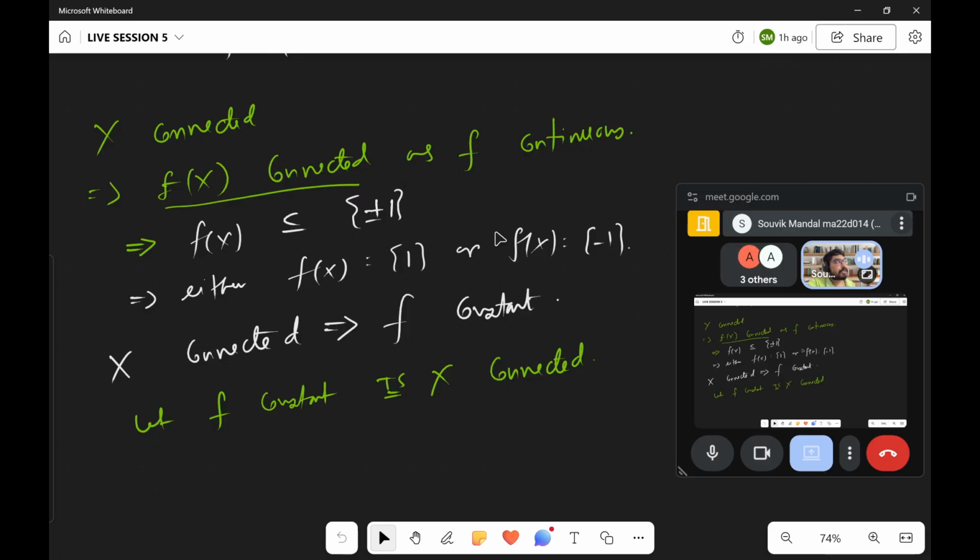For this direction, you need to do contrapositive. You need to apply the method of contradiction. That means you need to assume that x is disconnected, and you need to construct a function which takes both of the values plus 1 and minus 1. And for that, you need to use the gluing lemma. These are the facts you need to use simultaneously. So think about it, take your time, and please solve it. It is not difficult now.